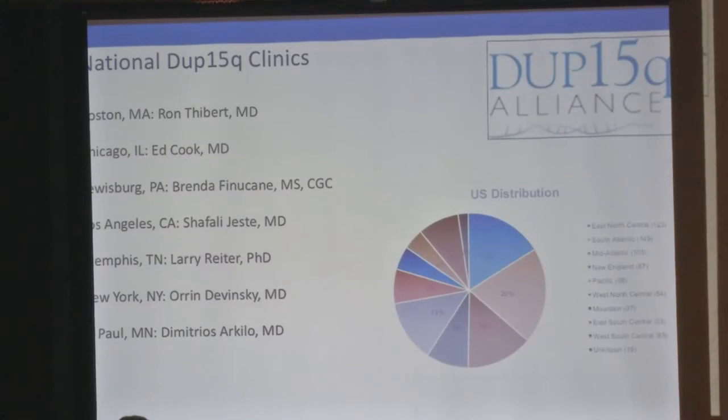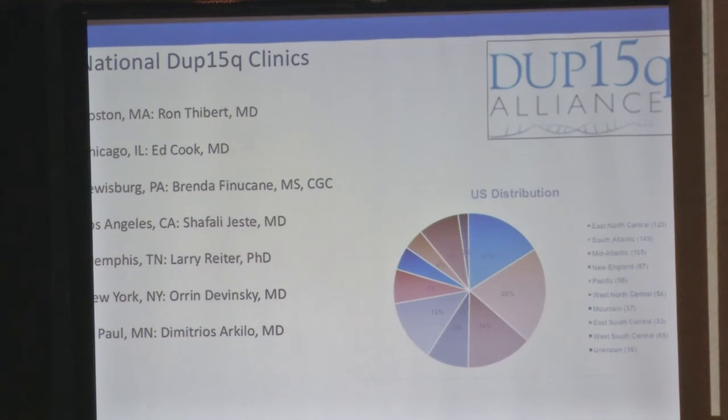Okay, so I'm going to stop there, but I just want to highlight that now we have a national clinics consortium. So there are national clinics that treat and evaluate children with Dup15q syndrome: Boston, Chicago, Geisinger, Los Angeles, Memphis, New York, and Minnesota are the primary hubs for this. And through this clinics consortium, and a lot of this was work done by Larry Reiter and his group, we now have a centralized clinics database where we can all, as clinics, enter all of our clinical data into one common registry.